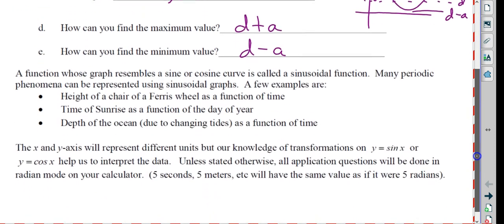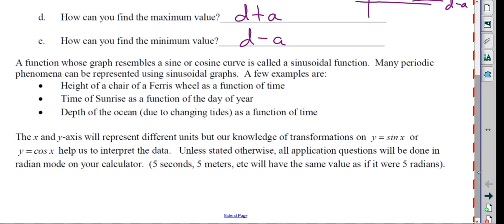A function whose graph resembles a sine or cosine curve is called a sinusoidal function. Many periodic phenomena can be represented using sinusoidal graphs. A few examples are the height of a chair of a Ferris wheel as a function of time. Right? So if you think about it, you get on at the bottom and it goes up, right? You're going round and round in circles.